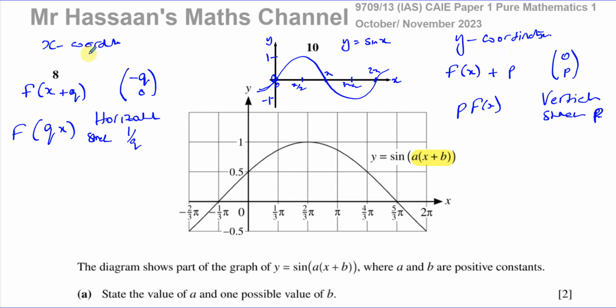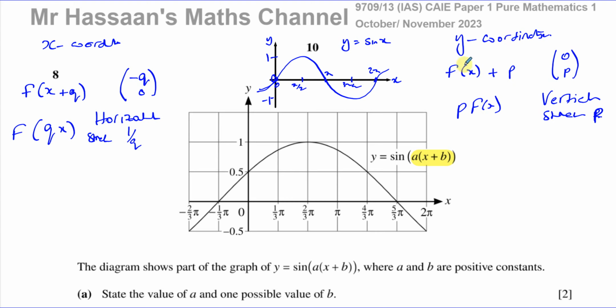Okay, outside and inside the function. Outside, y coordinates are affected. Inside, x coordinates are affected. Here, the only changes taking place are inside the function, inside the bracket. So we can say that only the x coordinates will be affected.